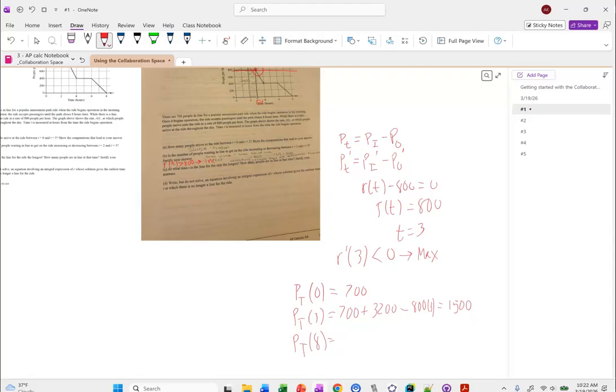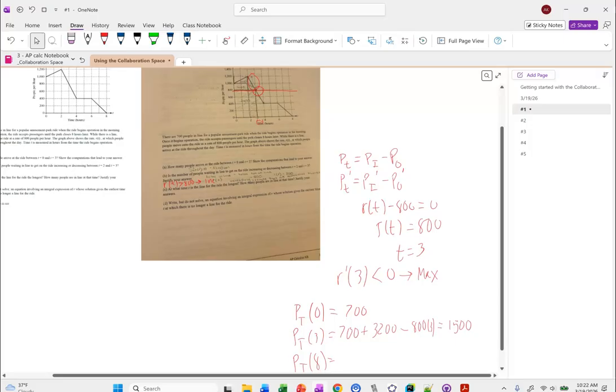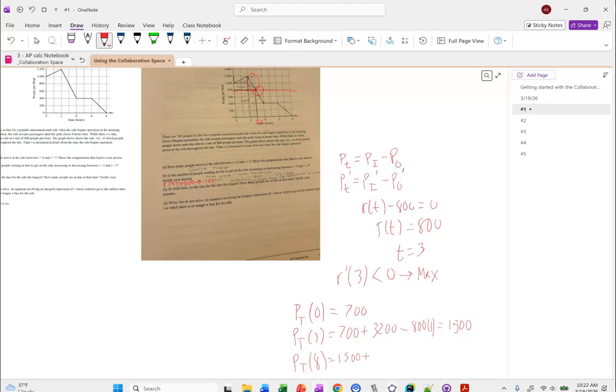That's 1,500. And then if I did 8, I'm going to have 1,500 plus the area under the curve, and then whatever that is, minus another 800 times 5. I forget what that value is, but it's less than 1,500. I just didn't feel like adding this up right now because I apparently forgot to write it down. Is everybody okay? Girls, you happy?